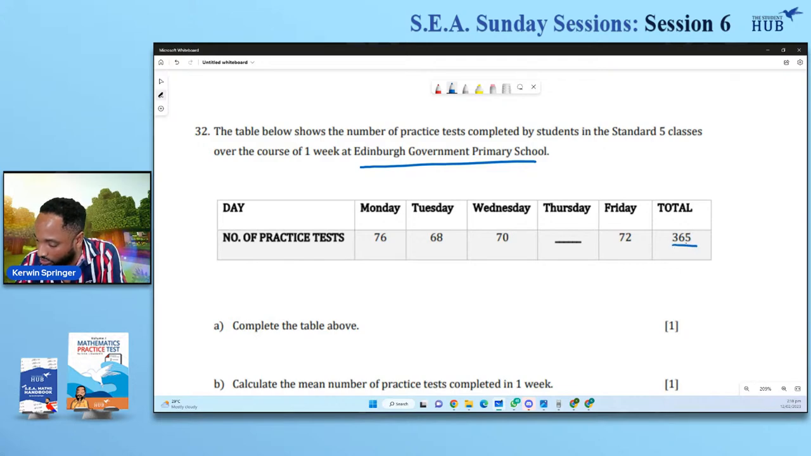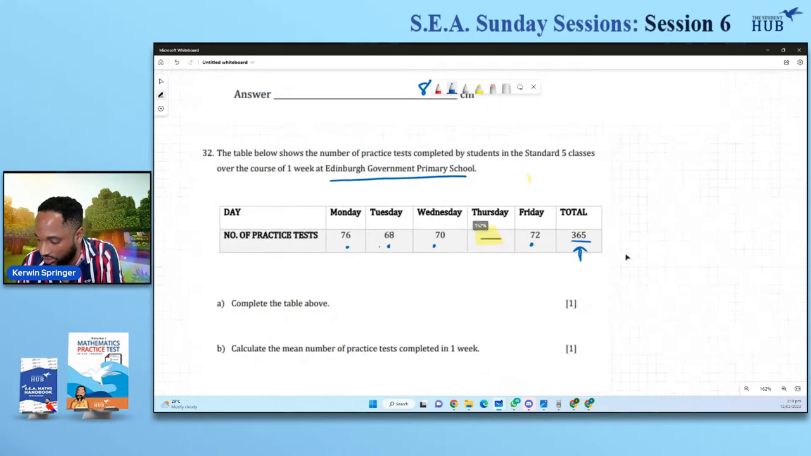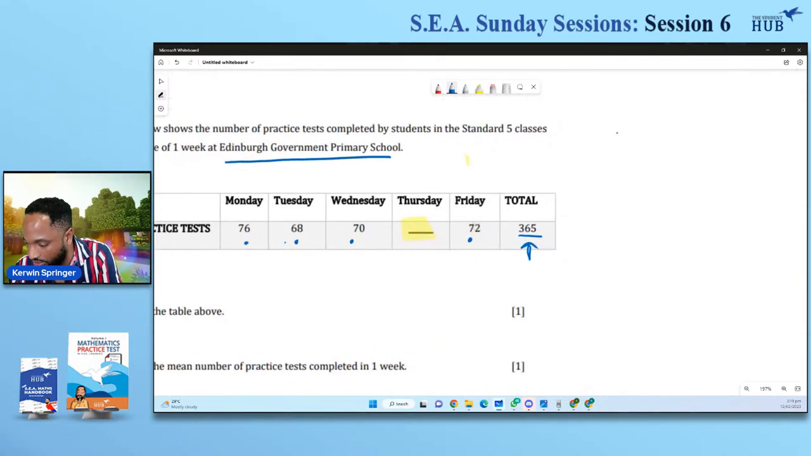Well, this is the total, and it's missing a practice test day here. So I need to find out the sum of these individual parts and maybe subtract it from the total and I get the missing one. Yes, sir. So I'm going to say, so far we have 76 plus 68 plus 70 plus 72. Everyone's following.